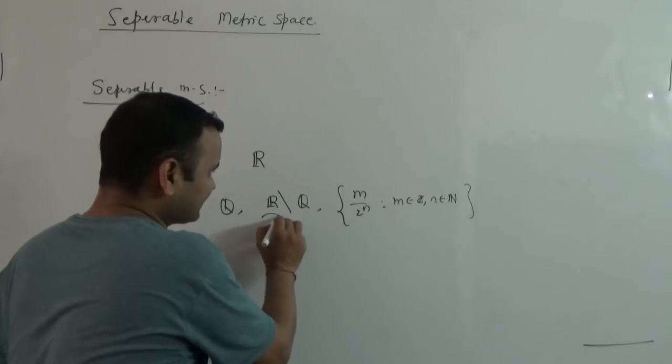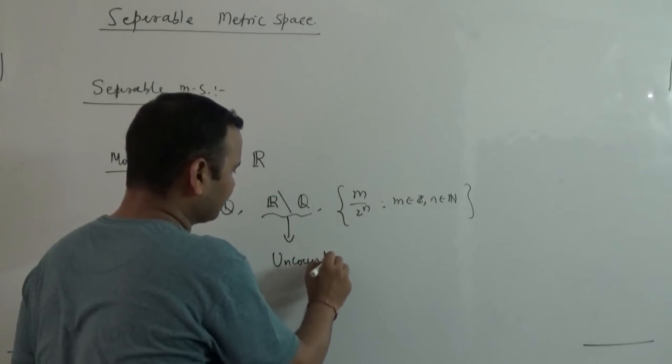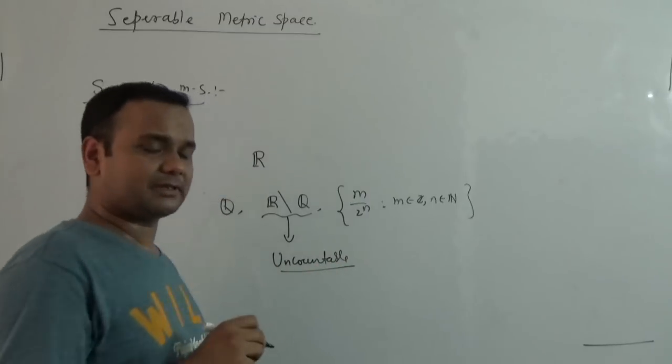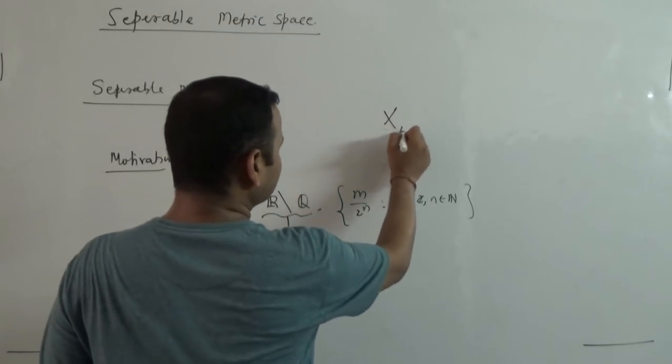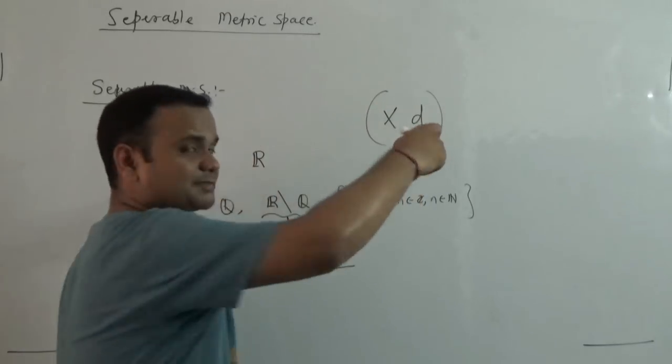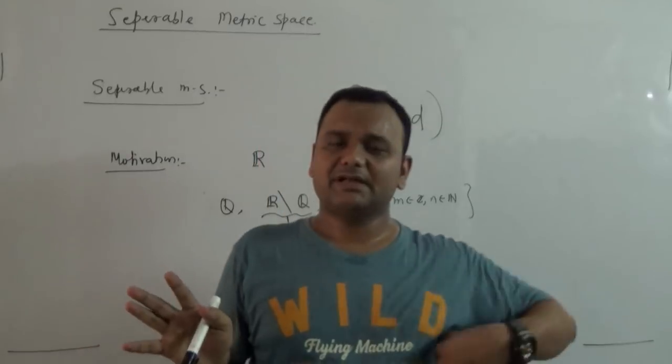There are infinitely many dense subsets of the real numbers, in fact uncountably many, but these are some popular ones. What about this dense set? This set is uncountable, right? So my question is, if you are dealing with a metric space X with a certain metric d, my question is very simple.